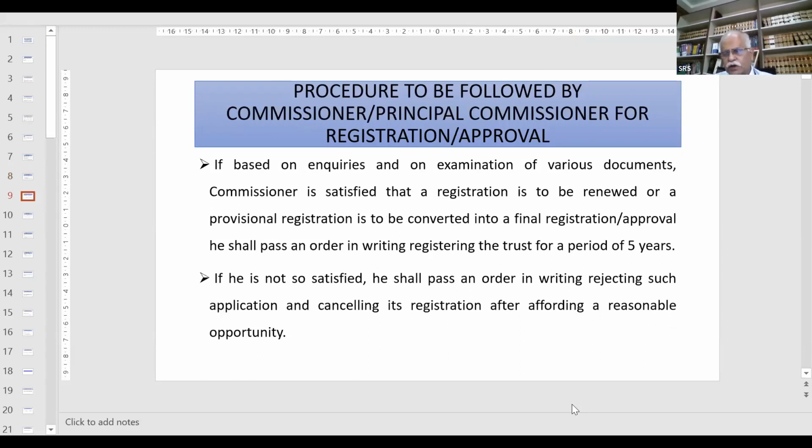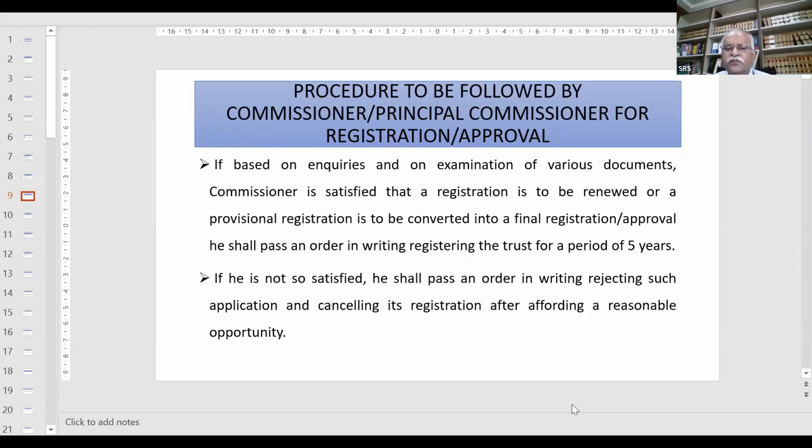Then the commissioner says, okay, after looking at all the documents, inquiries, and the examinations he has conducted, he is satisfied the registration is to be renewed or a provisional registration is to be converted into a final registration. He will give an approval for a period of 5 years. If he is not satisfied, he shall pass an order in writing rejecting such application and cancelling the registration after affording a reasonable opportunity. Now, what is the effect of this cancellation?